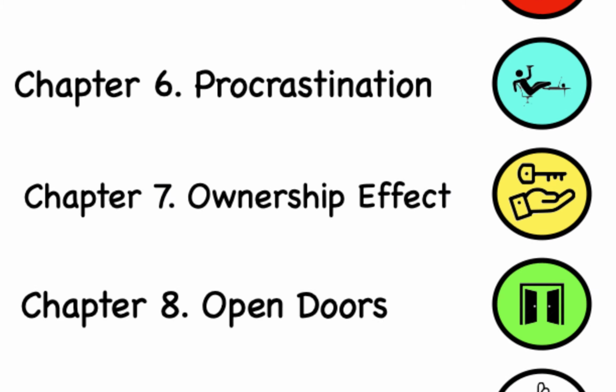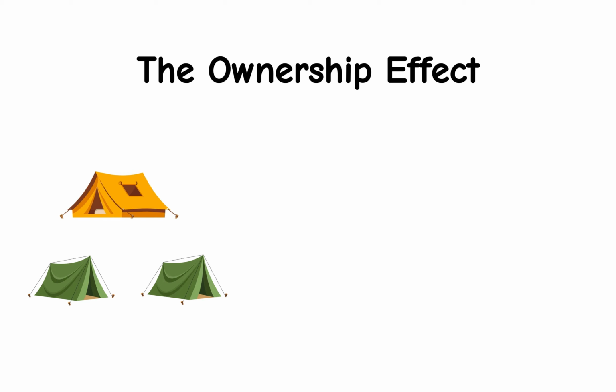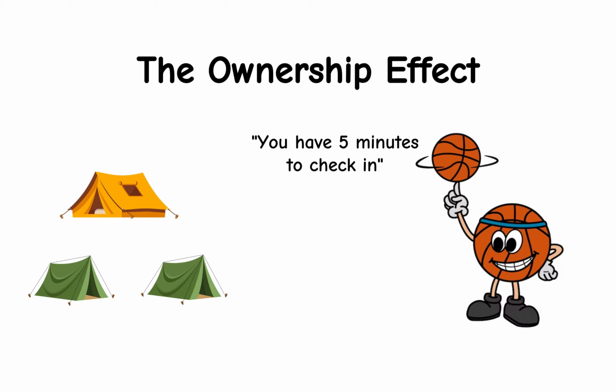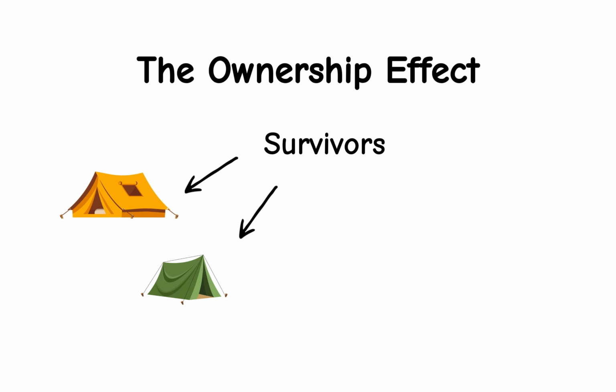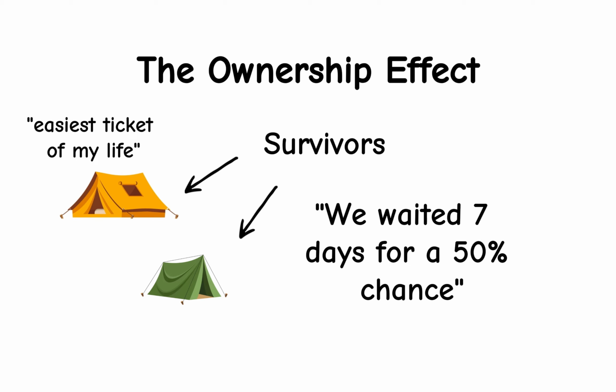The ownership effect. Some students spend days in tents to attend a basketball game. An air horn is sounded at random times. If some student doesn't check in within the next 5 minutes, he is moved to the end of the line. Right before the game, the students are given the chance to get the tickets. Some of them get the ticket and some of them don't, at random.